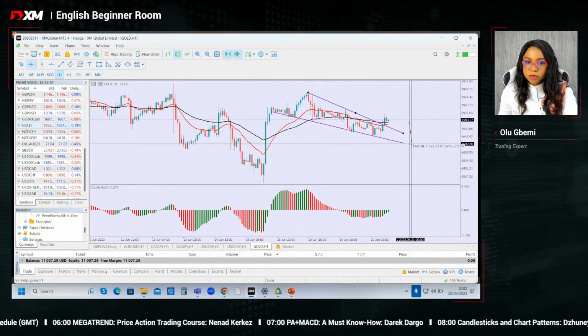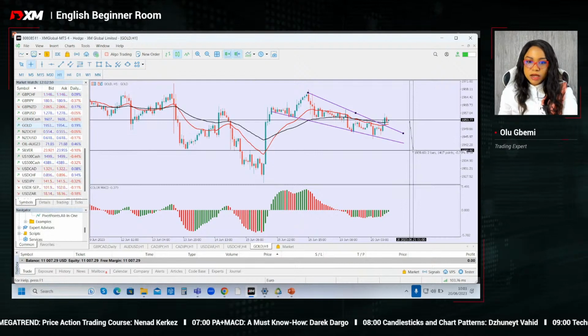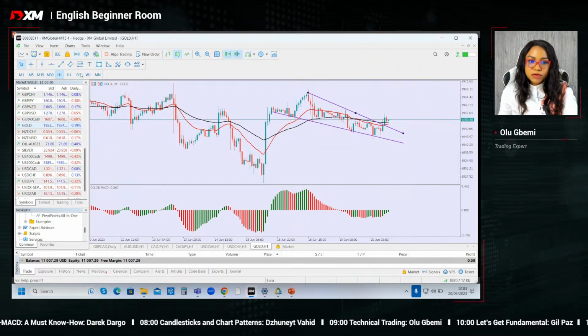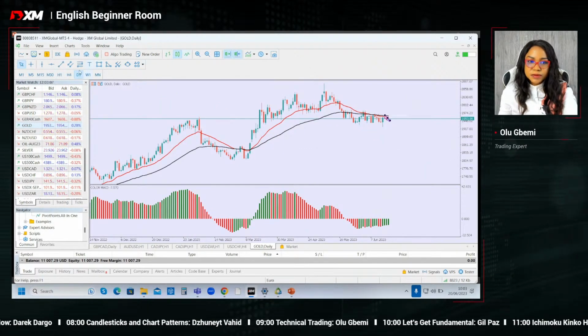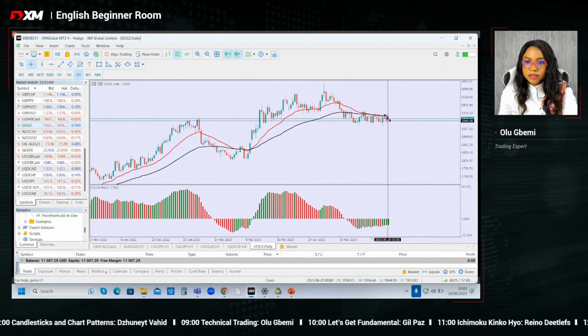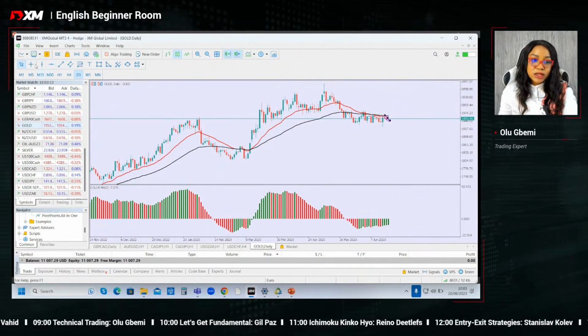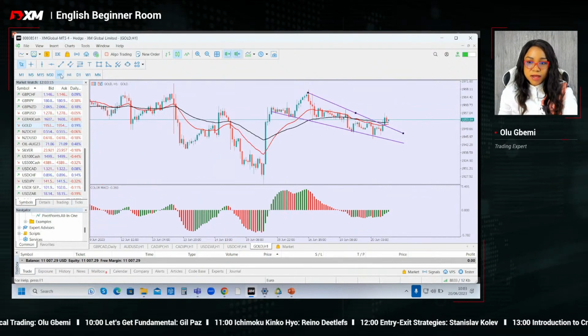Where is my stop loss going to be? Say around here, I'm going to be placing my stop loss here, which is like 140 pips. And my take profit, I'll look at that from the daily, somewhere all the way up here. And I know that it's more than two times my stop loss.